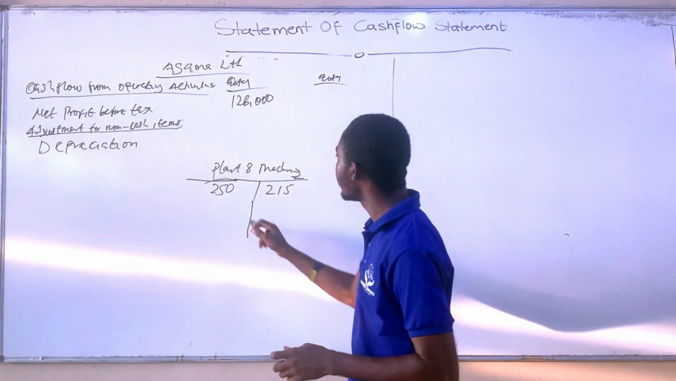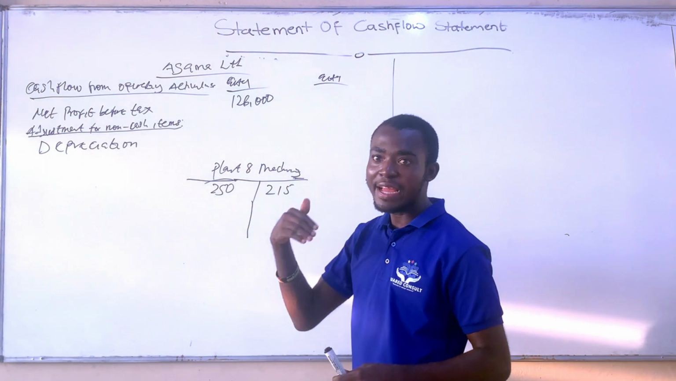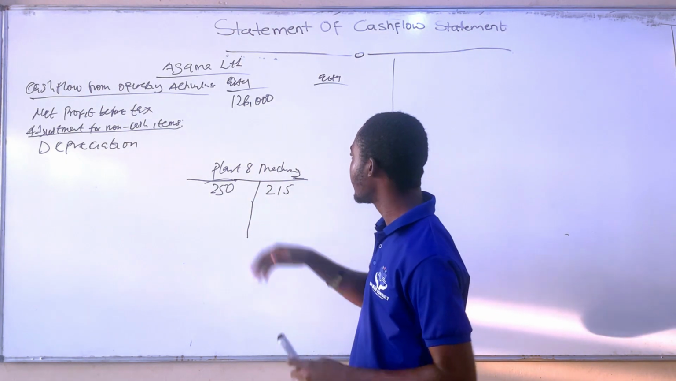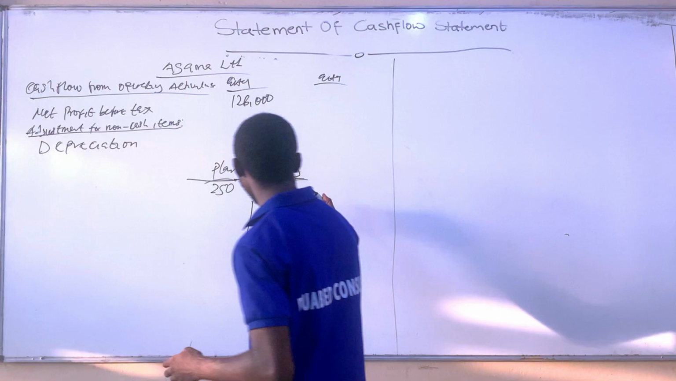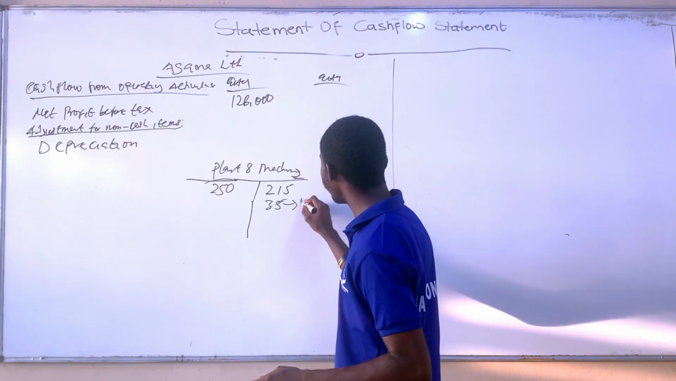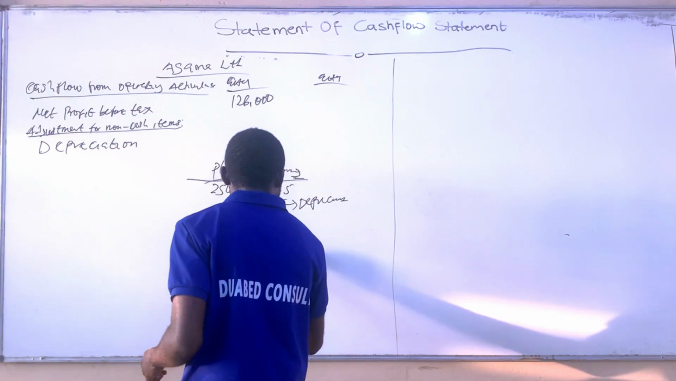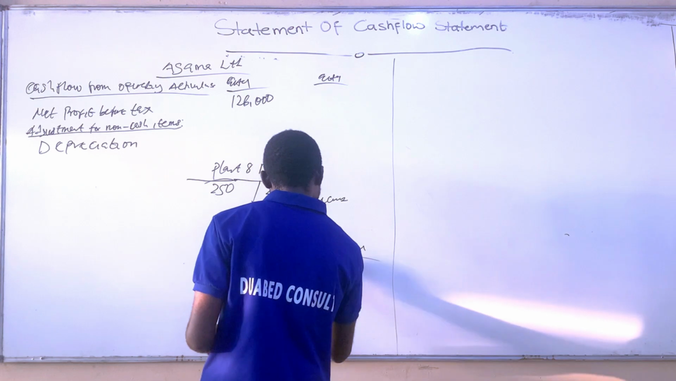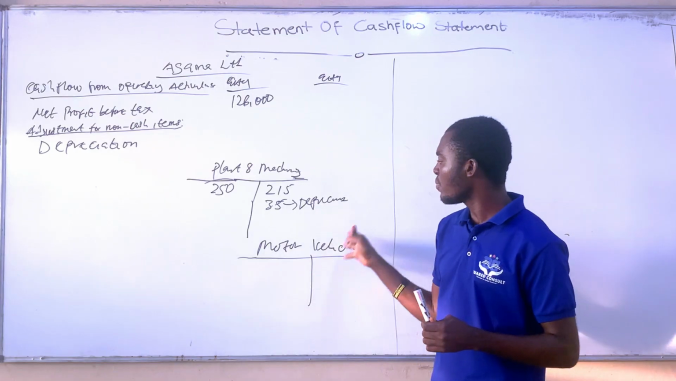So it means the difference between the opening balance and then the closing balance is the depreciation. The depreciation charge on the plant and machinery, which is 35. We have reserved this also to 35. So this 35 is the depreciation charge on plant and machinery. And then for motor vehicle, we use the same procedure to get our depreciation charge on motor vehicle.